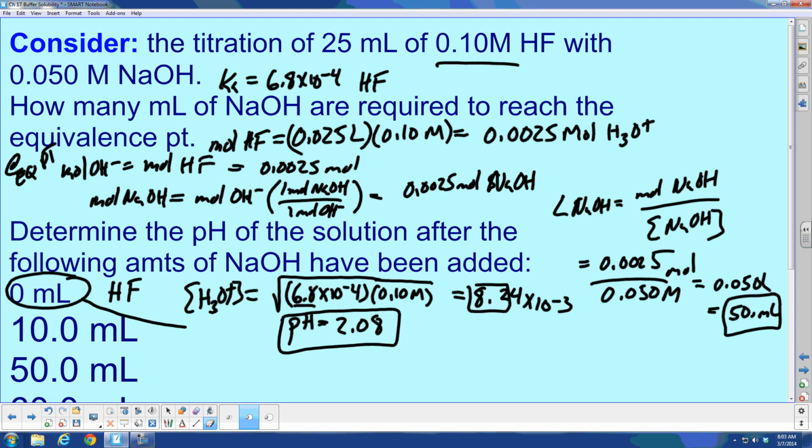At 0, my pH is 2.08. Well, we look next at 10. And hey, what do we know about 50? I think we did something with 50. Oh yeah, we calculated that 50 is my equivalence point. So this is at the equivalence point. Okay, so we really want to know, what do I do if I have some strong base added, but it's before the equivalence point? Well, let's discuss that.